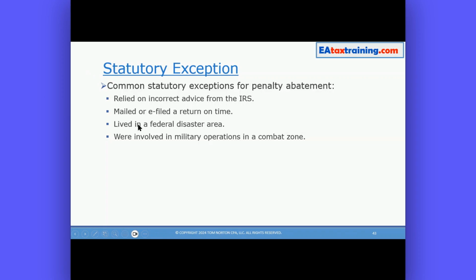Also, if you live in a federal disaster area, they will abate penalties for a certain period of time. Or if you were in a combat zone in the military, then they will abate penalties as well.